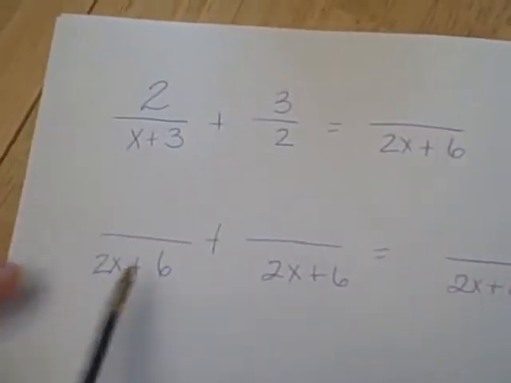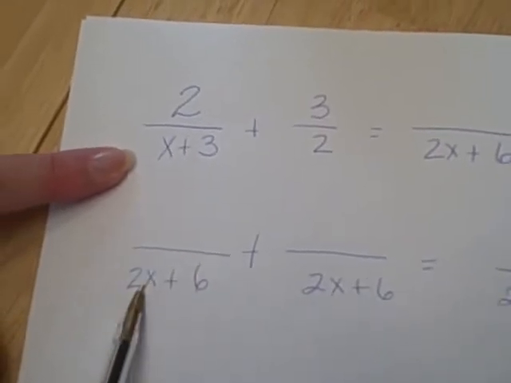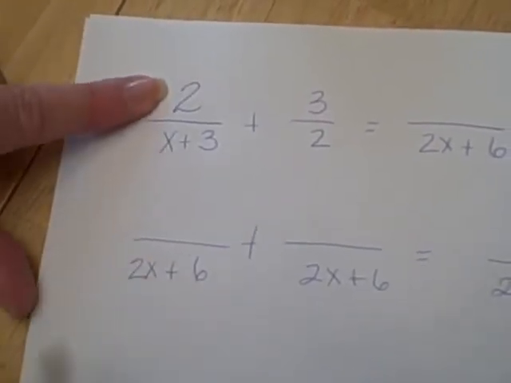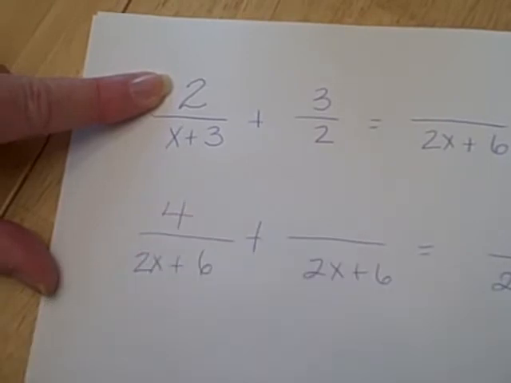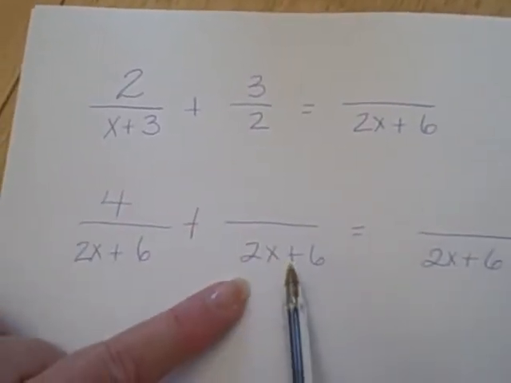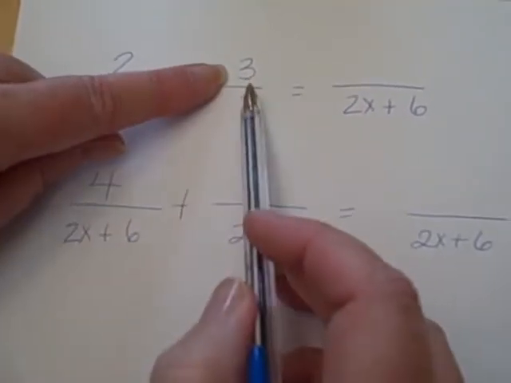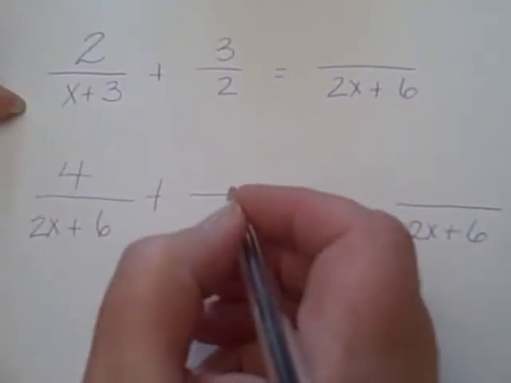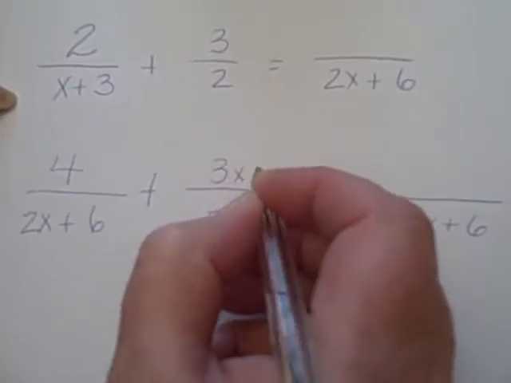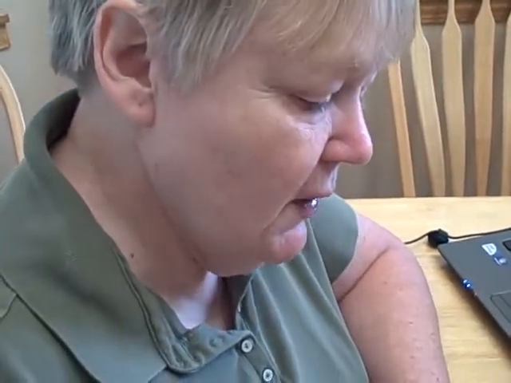And so to get this to 2x plus 6, I had to multiply it times 2. So I have to multiply my numerator times 2, which makes it 4. To get this denominator into 2x plus 6, I had to multiply it times x plus 3. So I have to multiply 3 times 3x plus 3. So there are my two new fractions or rational numbers, whichever we choose to call them.